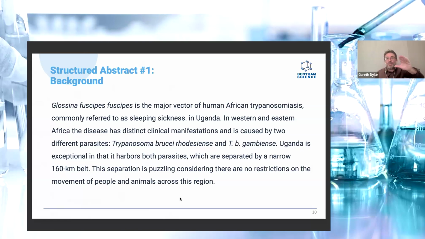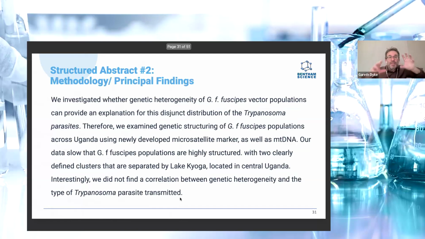We call that a structured abstract. I'm not going to read this example out, but we do have in this presentation some examples for you of how to do this. A structured abstract starts with the background. Why did you do the study? Then it talks about the methodology and principal findings.